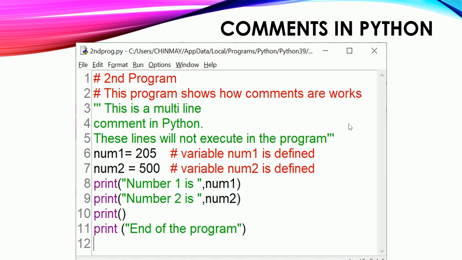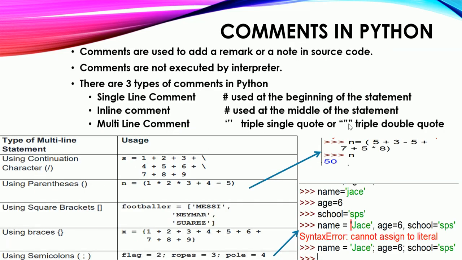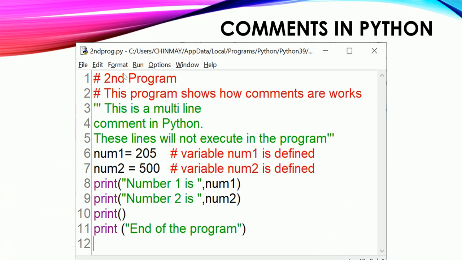Now let's see this program. In line number 1 of the second program, which type of comment is it? The first one, a single line comment. The hash sign is used as a comment. This is for a single line. Now this particular line is commented, it will not execute. And the second line, the hash operator is used at the beginning, so this line is also a comment.